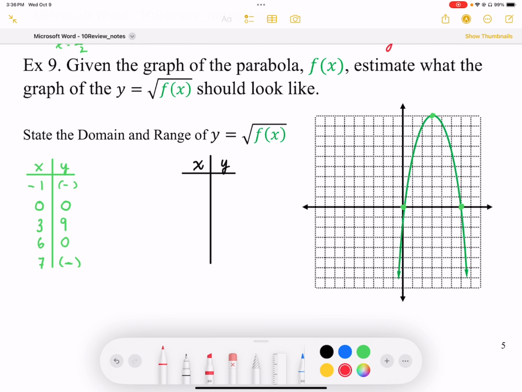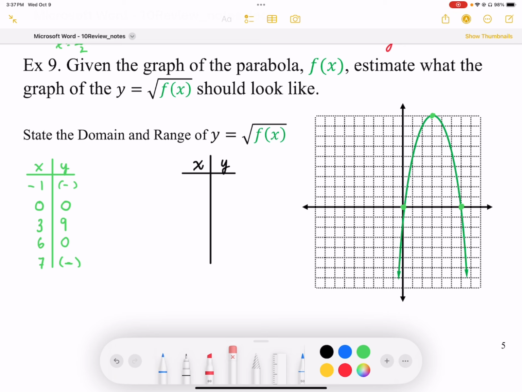For number 9, it says we have the parabola f of x, so in green we have the parabola, and we want to estimate what the graph looks like when we do a square root transformation. Okay, so what's happening with square root transformations? Well, when we have the f of x inside the square root, we can no longer have negative f of x values. So what will happen then is these coordinates here that are below the x-axis, we have to get rid of those coordinates. Okay, let's just do that in blue.